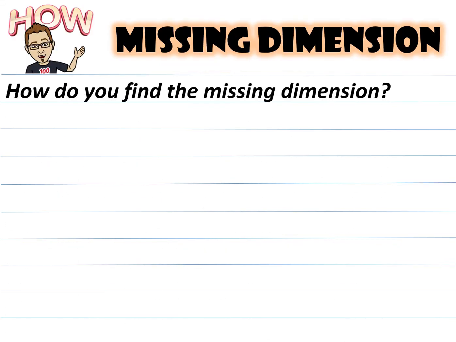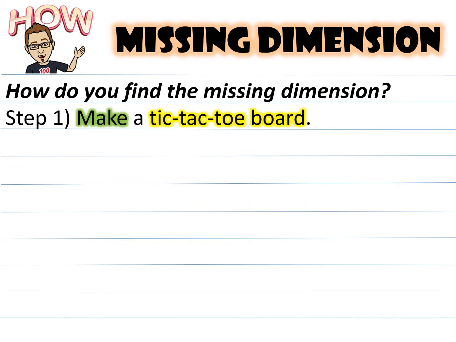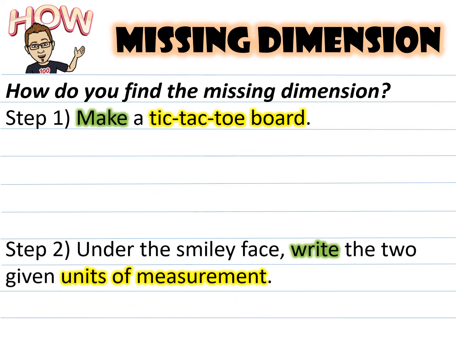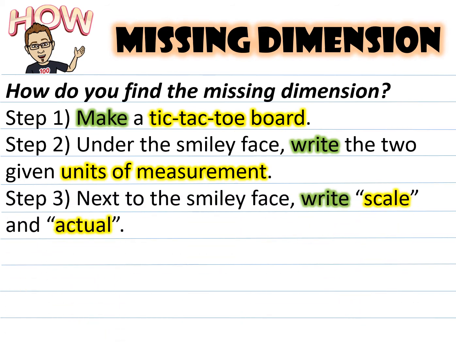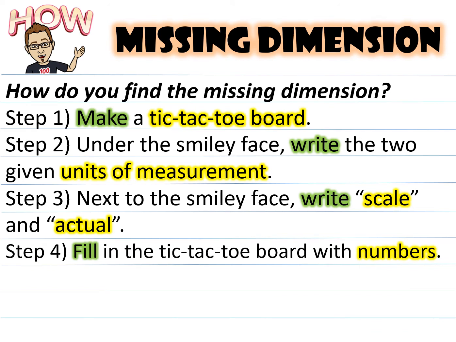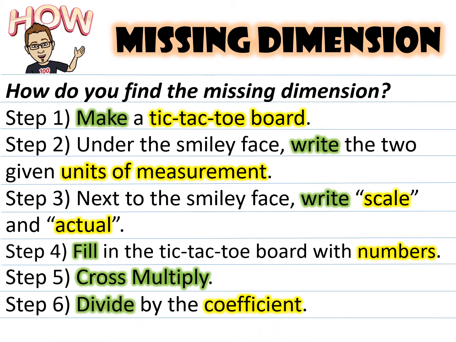How do you solve for the missing dimension? Well, step number 1, we're going to make a tic-tac-toe board. Step number 2, underneath the smiley face in the top left corner, write the 2 given units of measurement. Step 3, next to the smiley face, I want you to write down 2 words, scale and actual. Step 4, fill in the tic-tac-toe board with the numbers in the right spots. Step 5, you're going to cross-multiply the 2 numbers that can be multiplied together. And as always, let's finish it up with step 6, divide by the coefficient.